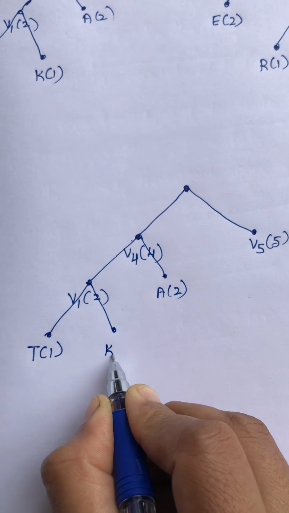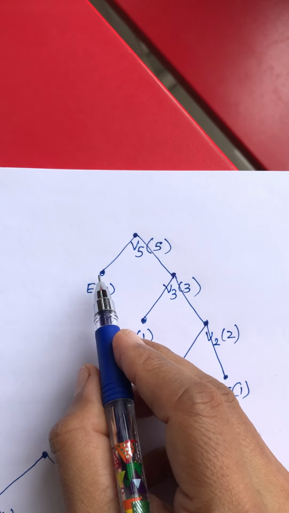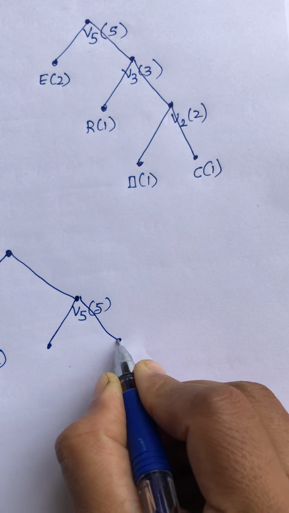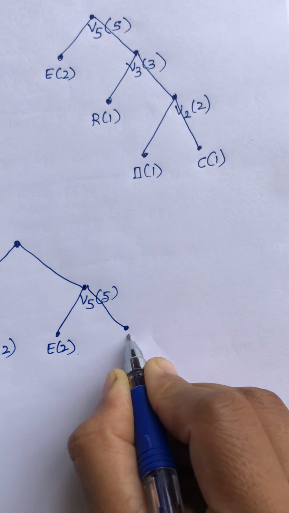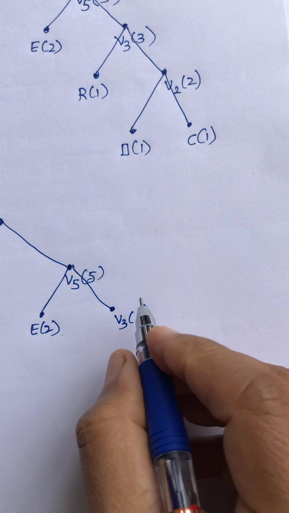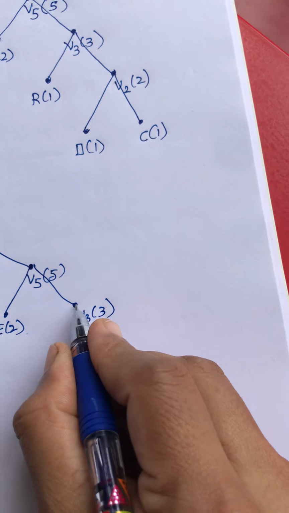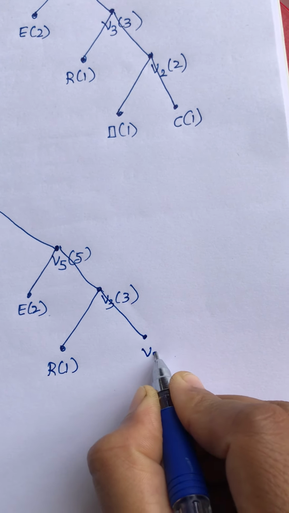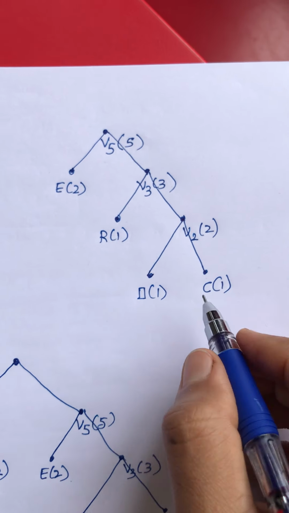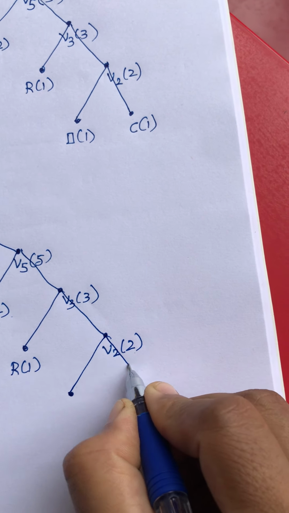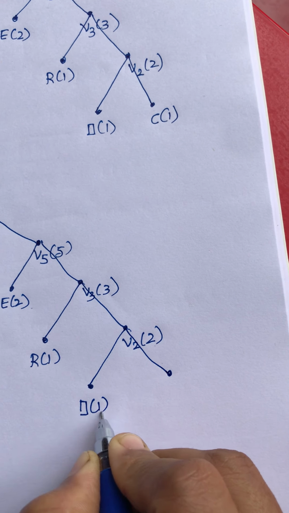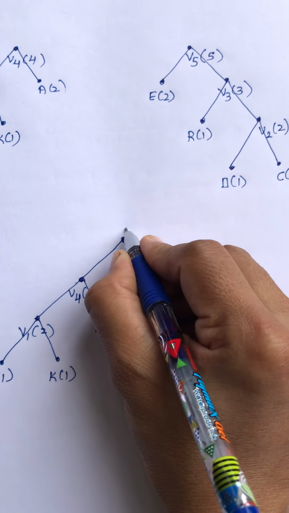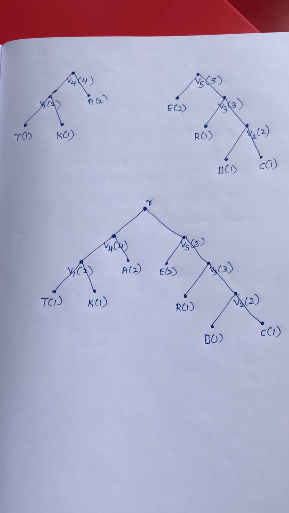Then V5 of 5: E2, V3 of 3. Below that R1, V2 of 2, and then blank space 1, C1. Okay. And this is the root of the tree. So we are done.